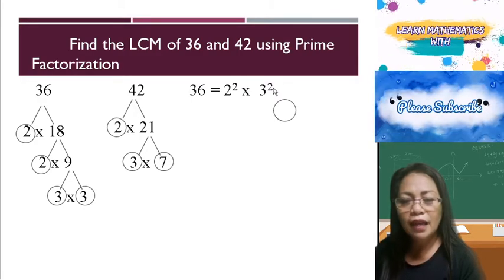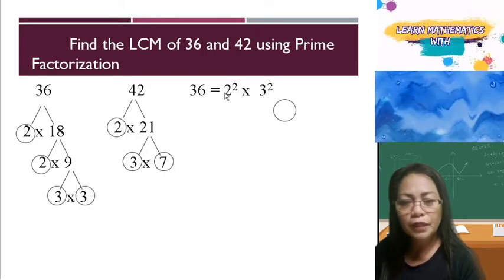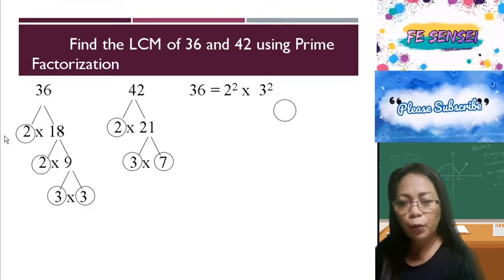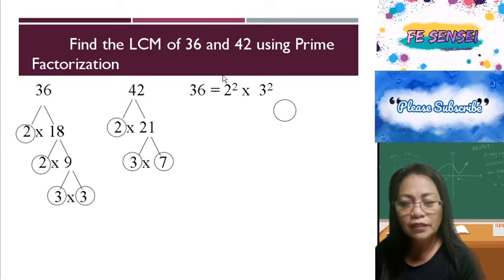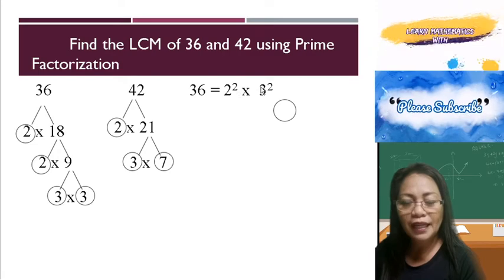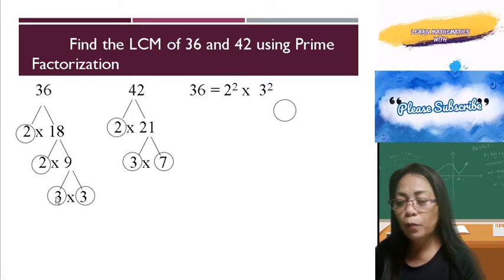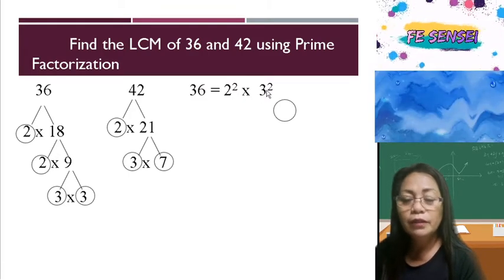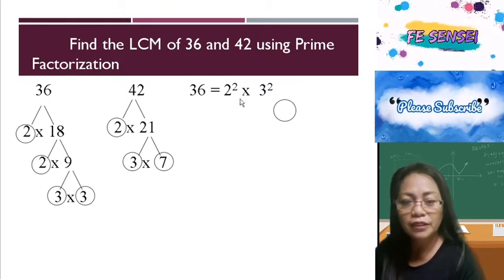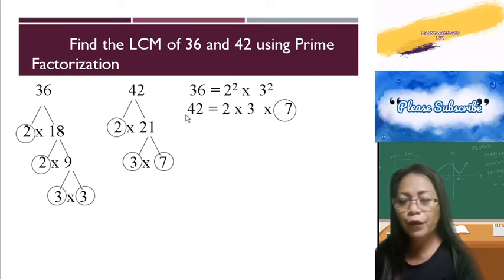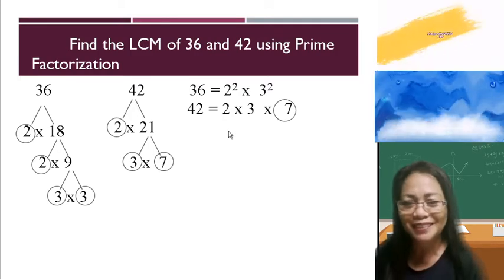So, this is an exponent. What does it mean? 2 raised to the second power. Therefore, we have two factors of 2: 1, 2. So this is the second power. Then 3 raised to the second power. So how many 3's do we have? We have 1 and 2. Therefore, there are two 3's. So that is 3 raised to the second power. Then for 42, we have 2 times 3 times 7.